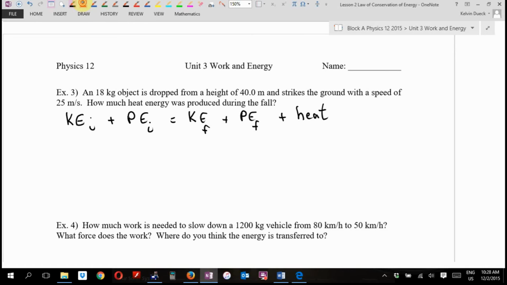Are we ending up on the ground? Tyler, I think you were right as well. What does dropped mean? What's VI if I drop something?